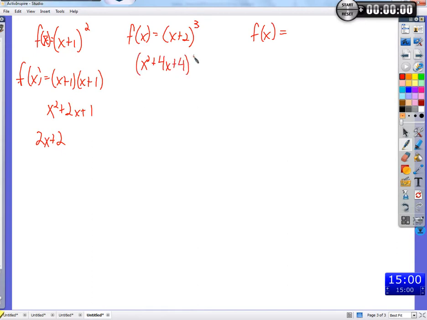That's 2 of those multiplied together, multiplied by another one, and then we get x to the third. This will give us an x squared, and this will give us an x squared. So 2x squared plus 4x squared is 6x squared. Then we get 4x and 8x, so 12x, plus 4 times 2, that's 8. Then we take the derivative, and so f prime is 3x squared plus 12x plus 12. Cool.